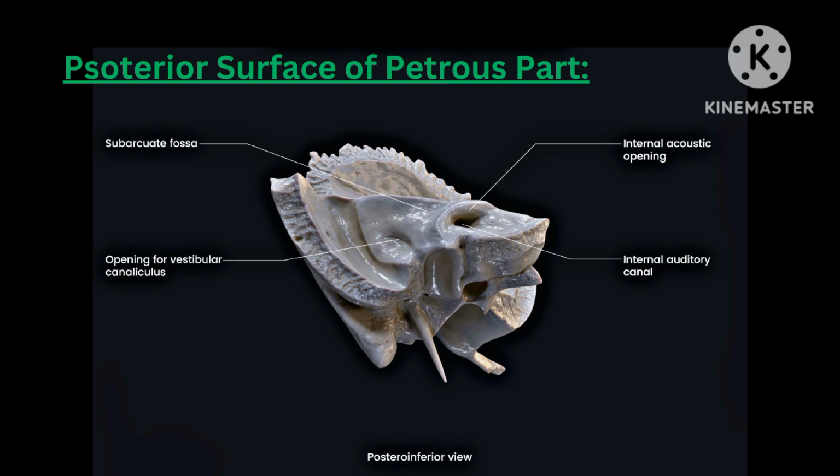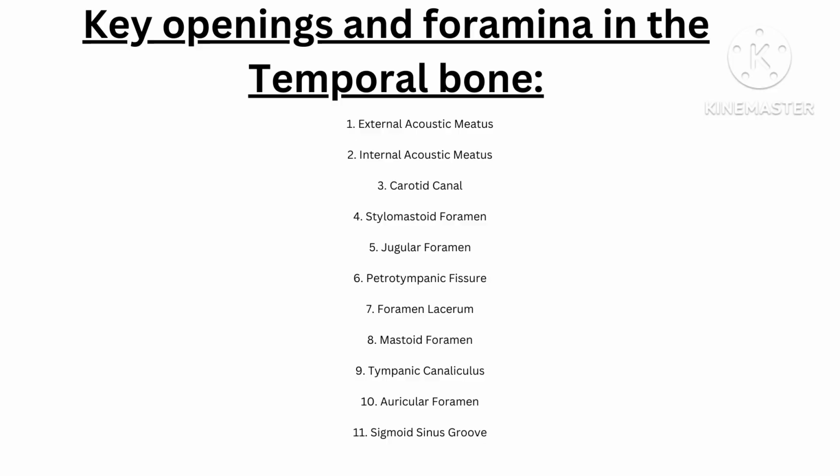The tympanic cavity is a narrow, irregular space situated between the external and internal ear. Therefore, it is a structure of the middle ear. The internal ear is an essential part of the auditory and vestibular system, where sound waves are converted into electrical impulses. It consists of the bony labyrinth and the membranous labyrinth, which lies within the bony labyrinth and forms small sacs and tubules. Key openings and foramina in the temporal bone.